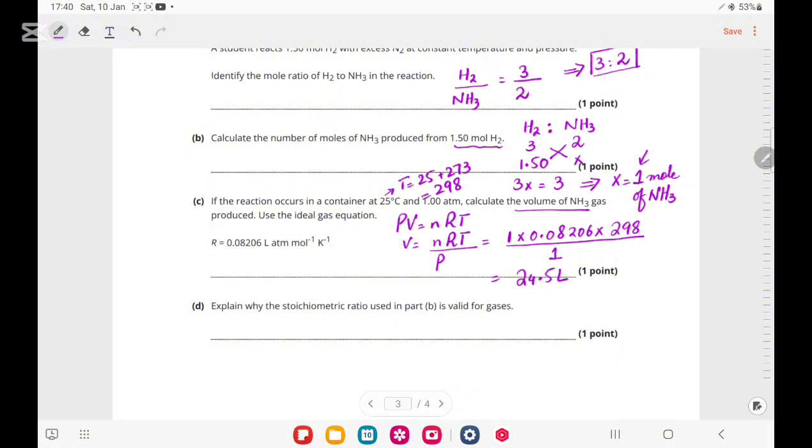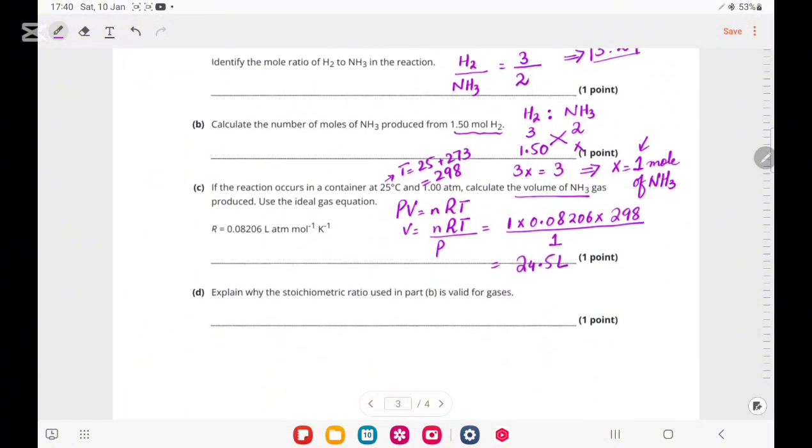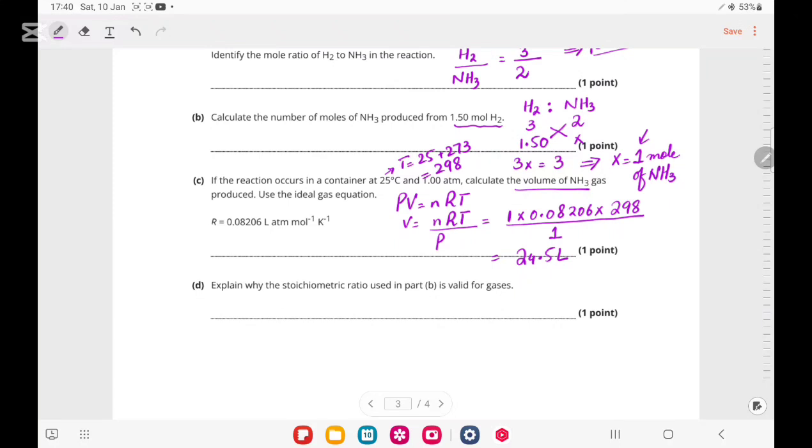So they are saying in the next part why the stoichiometric ratio used in part B is valid for gases. The reason is that the coefficients, the coefficients that you can see here, here and here, represent relative moles under the same condition.